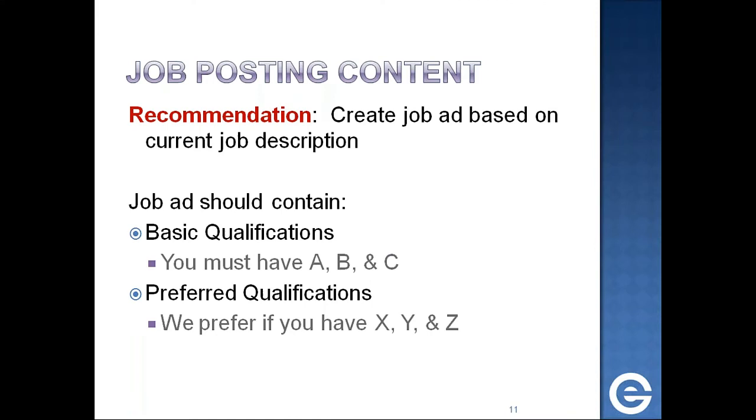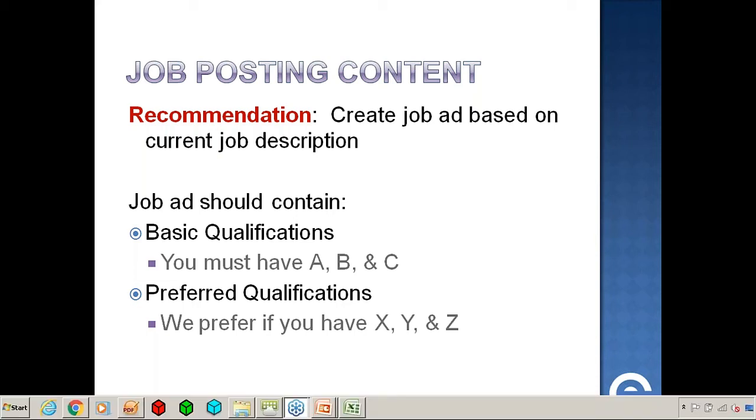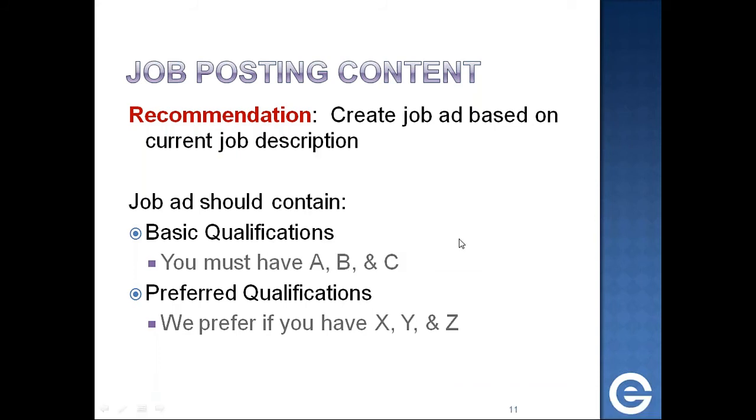So as we're talking about your job posting content, remember we said create a job ad based on the current job description. So you have to hire the most qualified. So how do you know if you're qualified if you're an applicant? You go back to the job ad. So when you're posting the job ad, it's important that you put the basic qualifications. That is a mandatory part of your job ad, and they should be based on your job description.